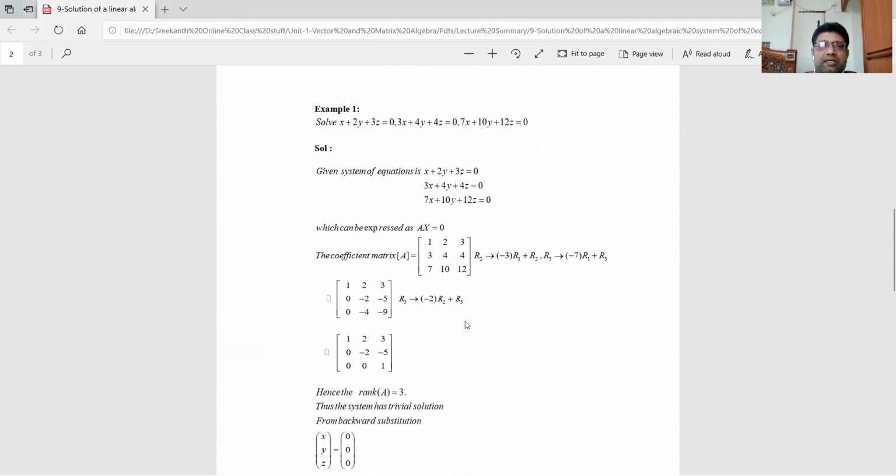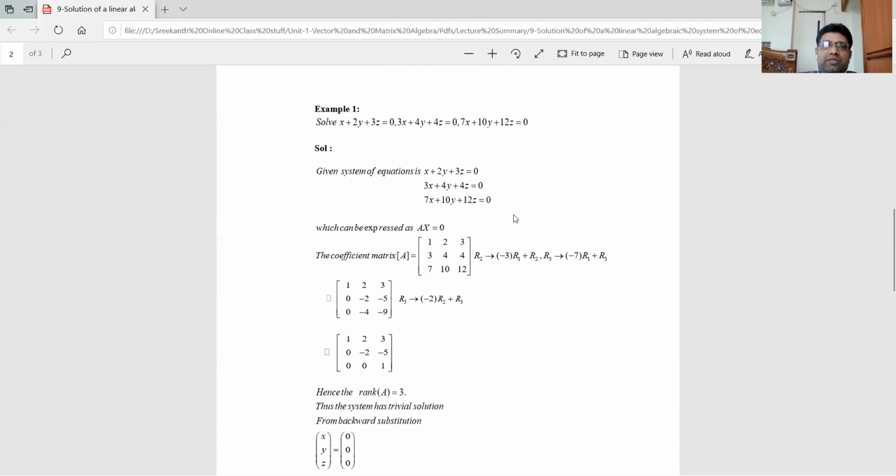So here the system is clearly homogeneous. Homogeneous means if you look at the right hand side, it is 0, 0, 0. Now we have to solve this system. The given system of equations is x plus 2y plus 3z equals 0, 3x plus 4y plus 4z equals 0, 7x plus 10y plus 12z equals 0.